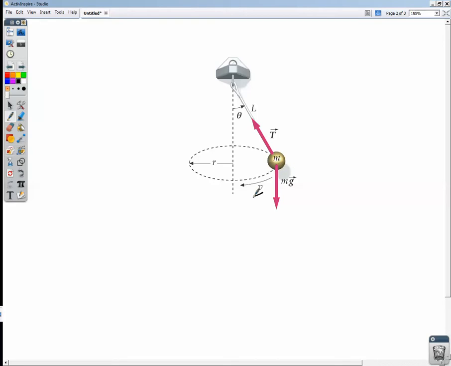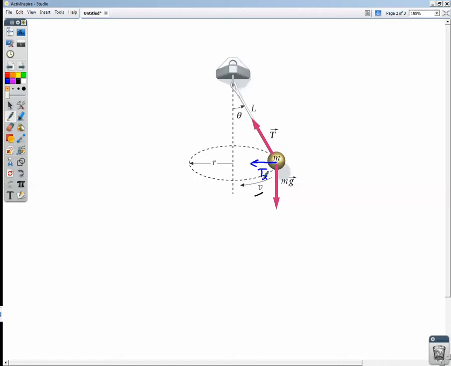So our free body diagram for this is we've got mg going down and we have the tension force going up at an angle. Those are the only two forces acting on this ball. So the question is, why does it go in a circle? There must be some force or component of force going in towards the center of the circle that's causing the centripetal acceleration. And in this case, it is the x component of the tension force.